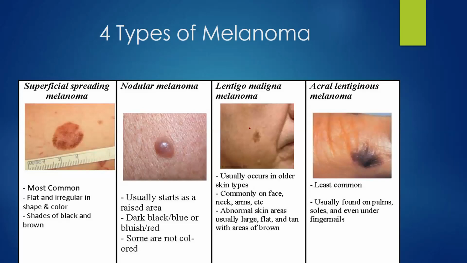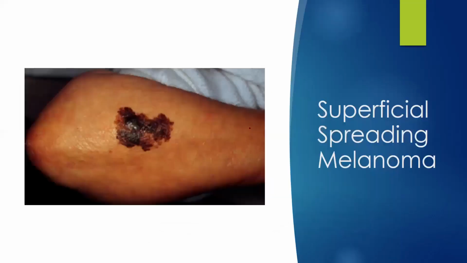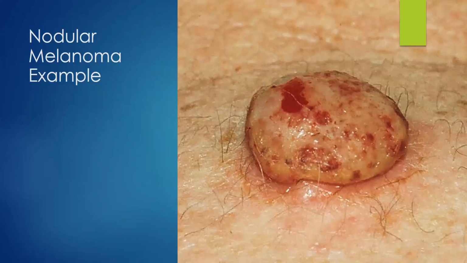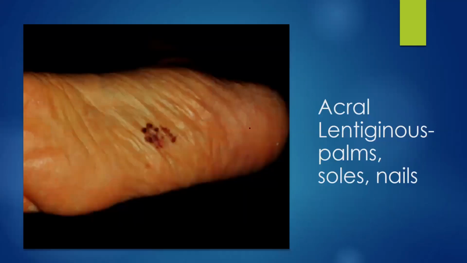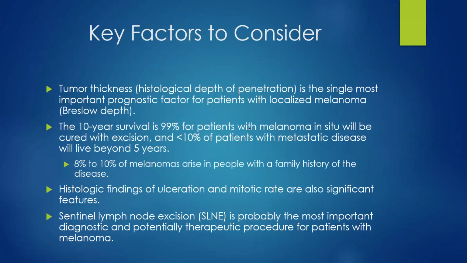Here are the types of melanoma. So superficial, nodular, lentigo, and acral lentiginous. Superficial spreading melanoma, nodular melanoma, lentigo maligna, and acral. So that's going to be on the palms, soles of feet, and in the nail beds.